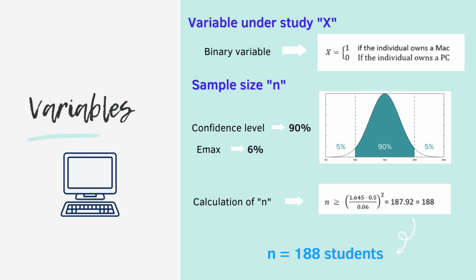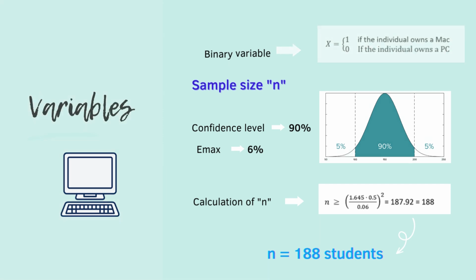The sample size chosen was 188 individuals. To provide greater confidence in our results, we chose the 90% confidence level. In addition, we set the Emax at 6% to gain precision and to account for a certain margin of error due to student absences or other estimation errors tied with the sample.